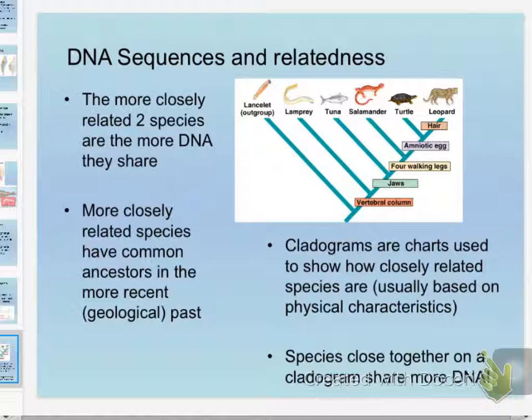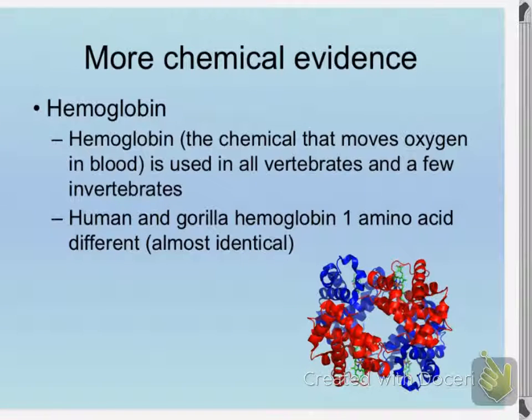Okay, one last point. More chemical evidence. I'll read it, then shut up. Hemoglobin, the chemical that moves oxygen in blood, is used in all vertebrates and a few invertebrates. And human and gorilla hemoglobin is 1 amino acid different. It is nearly identical. Has anyone here ever heard the term hemoglobin before? You might have had your hemoglobin tested if you had blood work done.